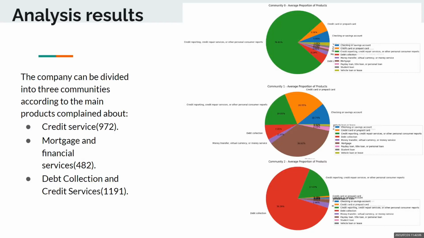The companies can be divided into three communities according to the main products complained about. Each community may represent a unique market segment or industry. Communities vary in the types of products they offer and their customer base. On the other hand, it may also be that companies in each community have different product structure weaknesses, which lead to complaints from customers. For example, community 0 may have problems in credit service. Community 1 may have problems in mortgage and financial services. For community 2, the customers may complain about debt collection and credit services.